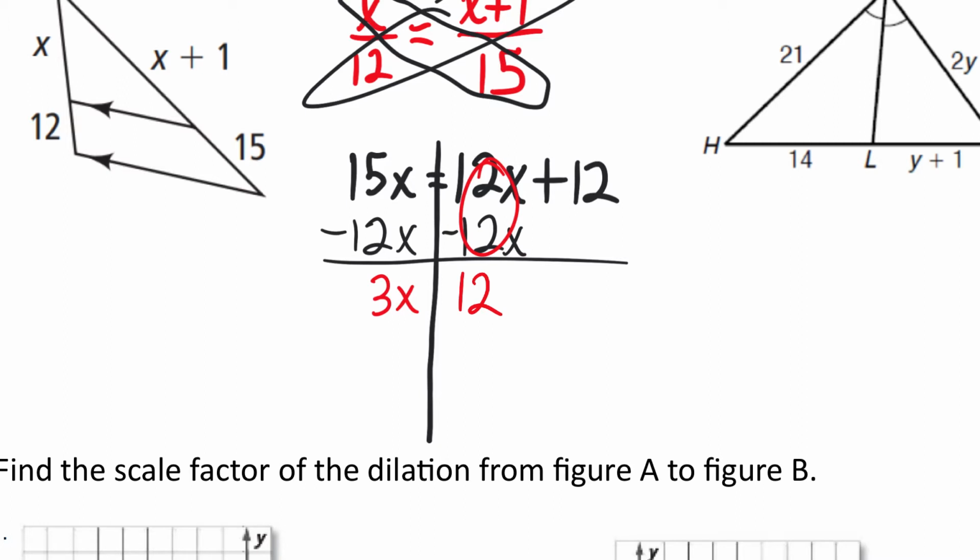Now we divide, yep. And the reason I divide by 3 is what happens to these two 3's? They cancel away. They turn into 1, right? 3 over 3 is 1. So 1x is the same thing as just x, and 12 divided by 3 is what? 4. So you get x equals 4.